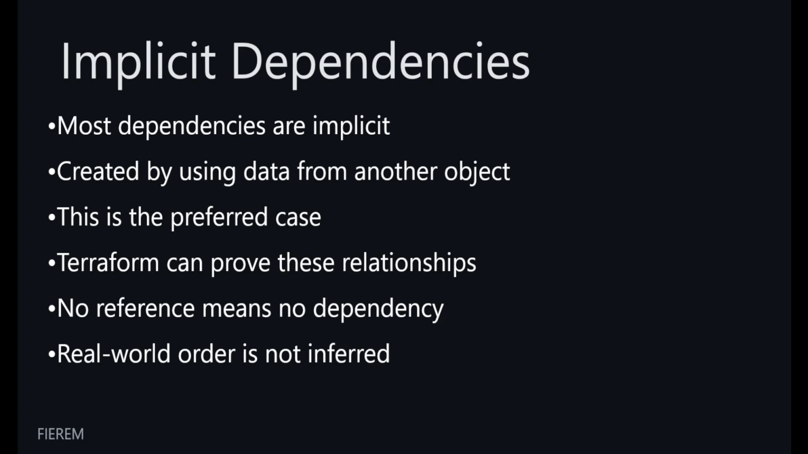Most dependencies are implicit. They come from using data from one object inside another. That is usually the best case, because the dependency is real, and Terraform can prove it. But if you don't create the reference, Terraform won't infer it, even if the real world would require an order.